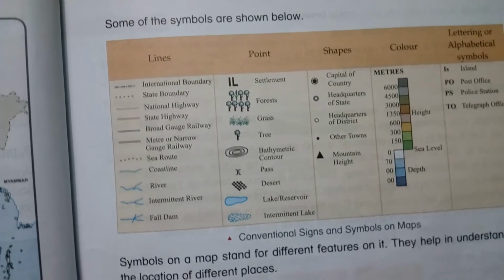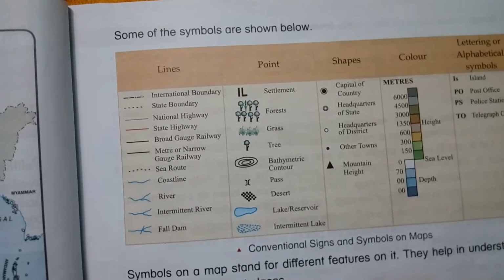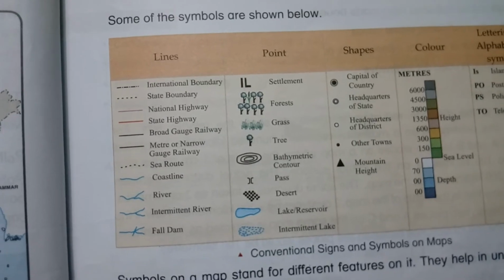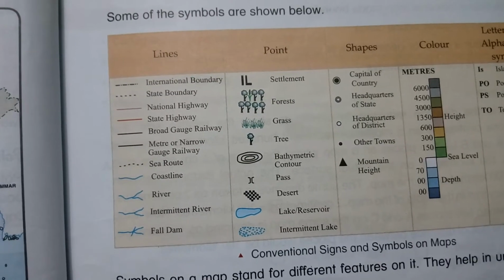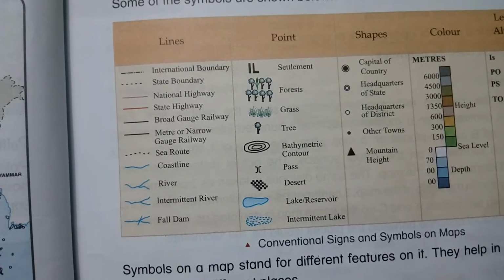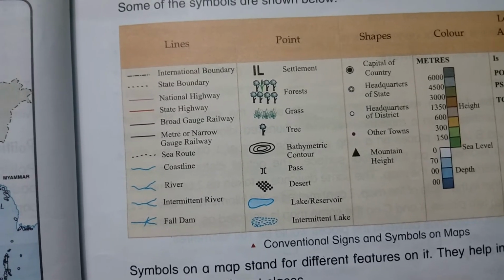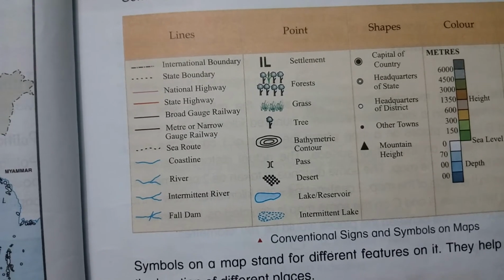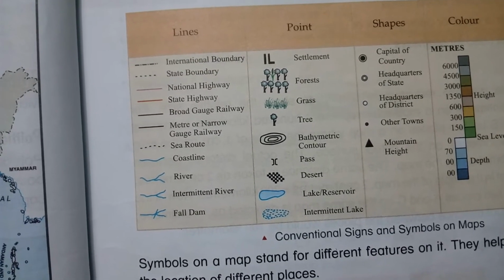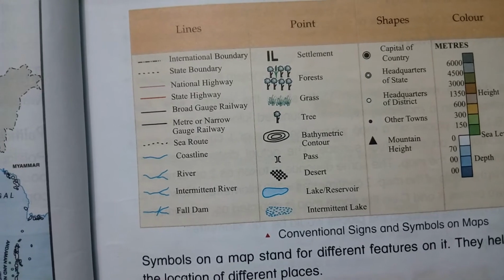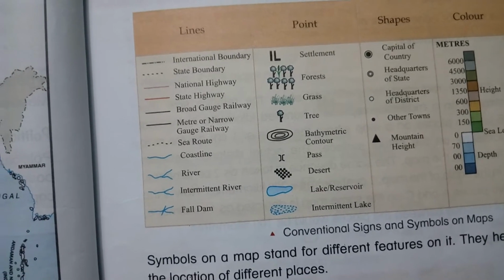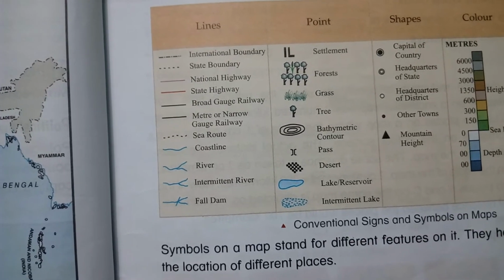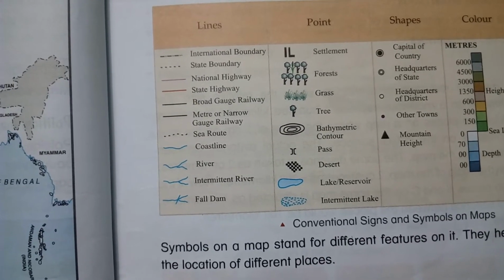So some of the symbols are shown below. See, these are the lines. First you see the lines: international boundary, state boundary, national highway, state highway, broad gauge railway, meter or narrow gauge railway, sea route, coastline, rivers, intermittent river, fall, dam. So these are the signs by which you can know all these lines.